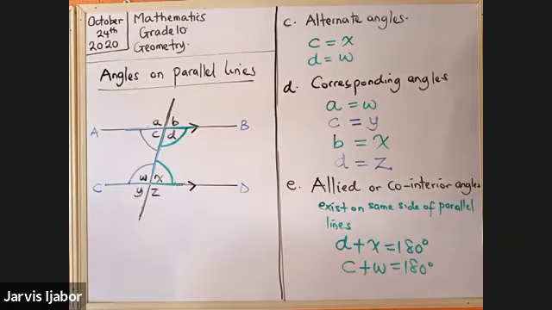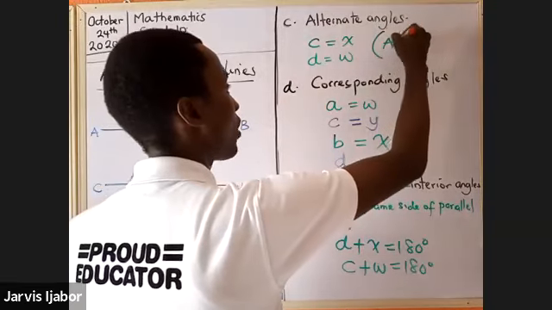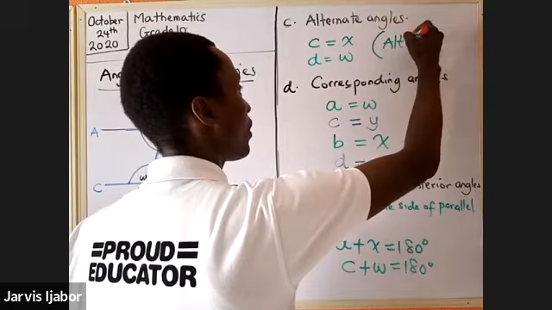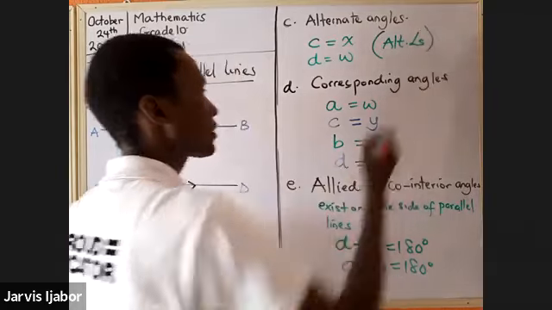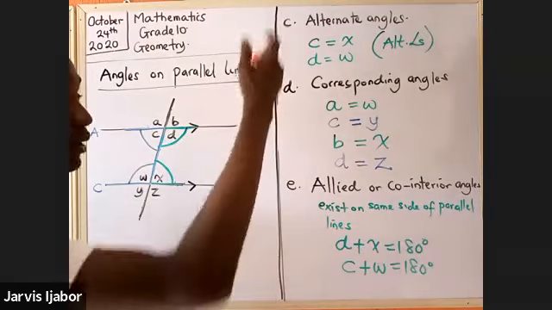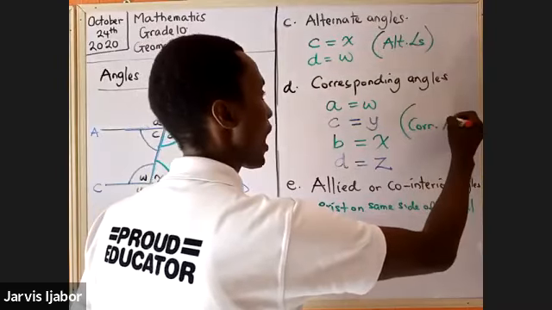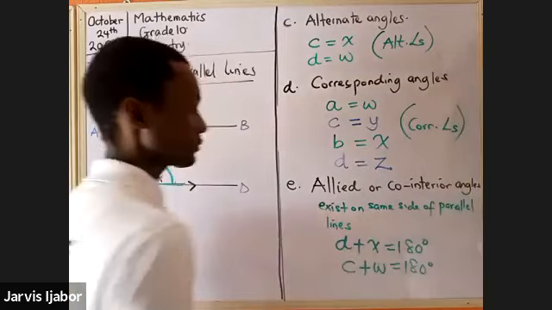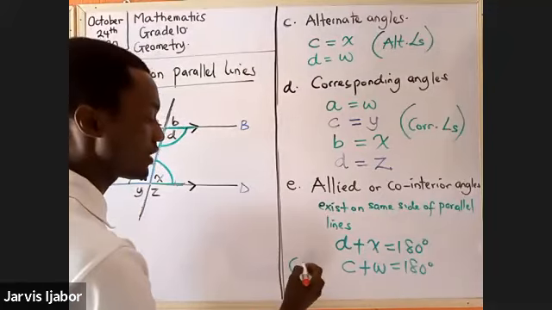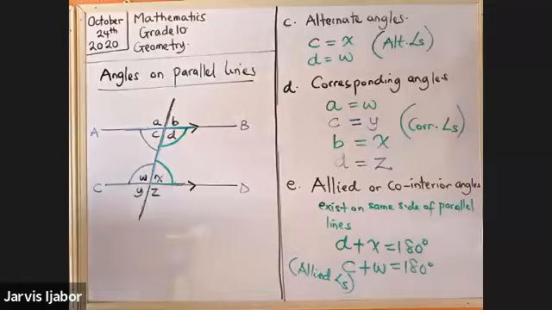Now there's something I did not mention. The short form for this is alt angles, so alternate angles are the shortcuts for that. When we start solving more problems, I'll give a better narrative for that. Now this one is corresponding angles, or core angles, and this one is allied angles. So those are the relevant shortcuts.